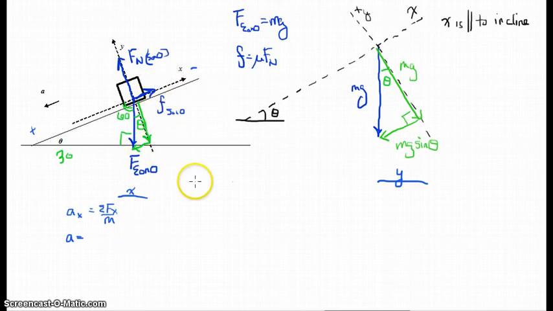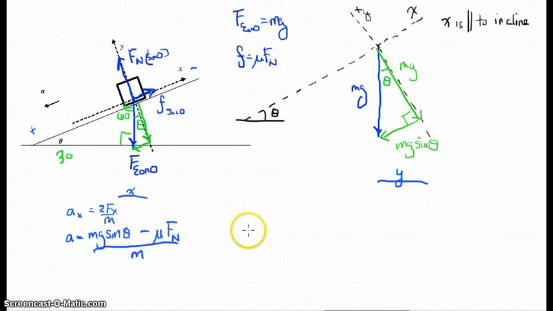So friction will be pointing up the incline, and mg sine of theta, if you look at this, it is parallel to the incline. So it will be mg sine of theta minus your frictional force. Now remember, friction is mu times the normal force. So instead of writing F of the surface on the object, I'm going to put in mu times the normal force. Divide all of this by m. Now we have Newton's second law set up in the x direction.